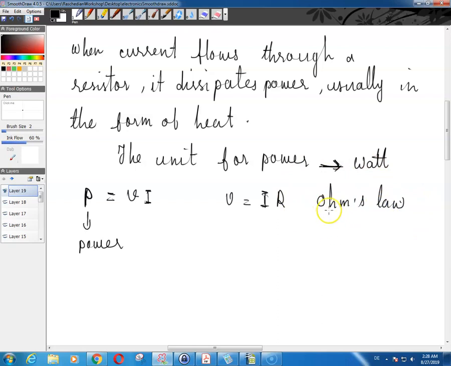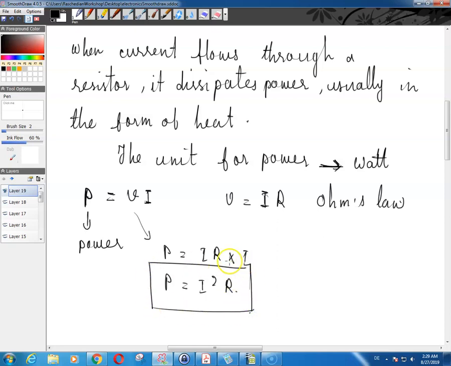So based on Ohm's law, you can say that in this formula, instead of V, you can write IR. So P is equal to IR times I. Instead of V, I write simply IR. So then P is equal to I squared times R. That is another relationship that you can use for power.